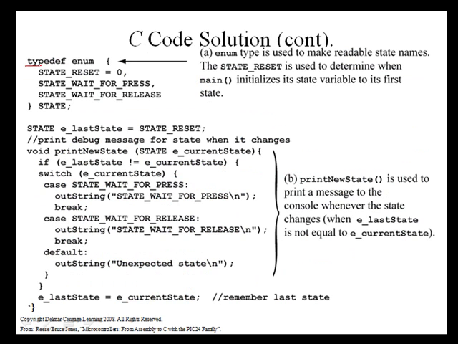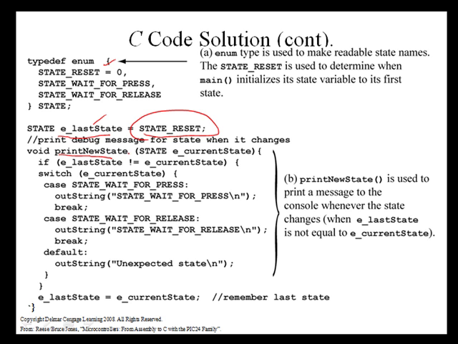To declare the state, we're going to do a typedef enum. We can call this name anything we want. We just call it state. And in this enumerated data type, we're going to list states. We've used capital letters for our states, and we have this extra state we don't see anywhere else called state reset. This state reset here is simply used to give this variable here, lastState, a default value. We're going to use this particular variable here in our debug function, print new state.